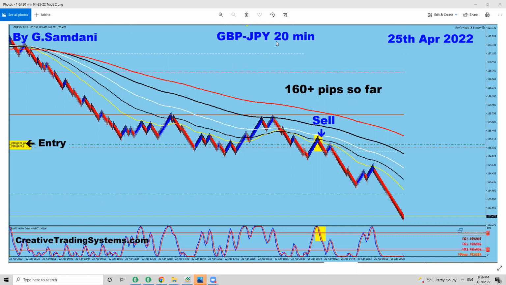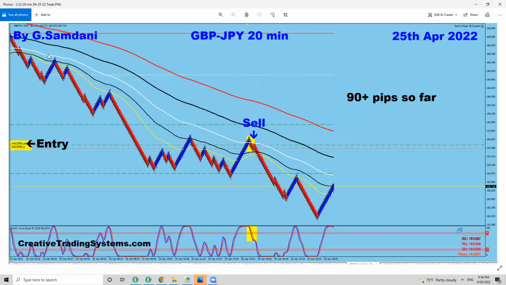So this is the pound yen 20-minute chart, 160 pip. This is the entry here, on the 25th. On the left, you can see my entry, sell order, and SL moved to break even plus. On the same day, the 25th, this was the first trade, 160 pip, and after retracing, another one for 90 pip. The date is the same day, it's all the 25th.